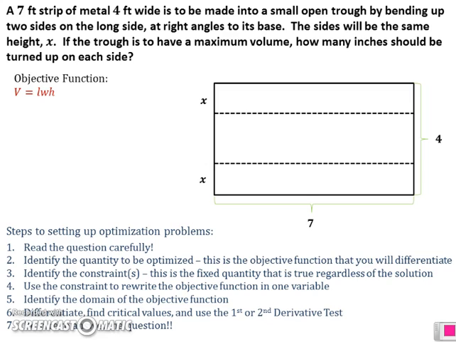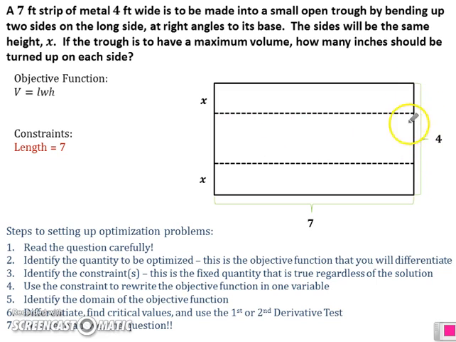Notice that is 3 different variables. We don't want that because you'd have to use the product rule with 3 variables, and that's messy, messy stuff. Okay, so the constraints, what's true no matter what? Well, the length is 7, not changing. The width is 4 for the flat piece of metal, but we're going to fold it up.